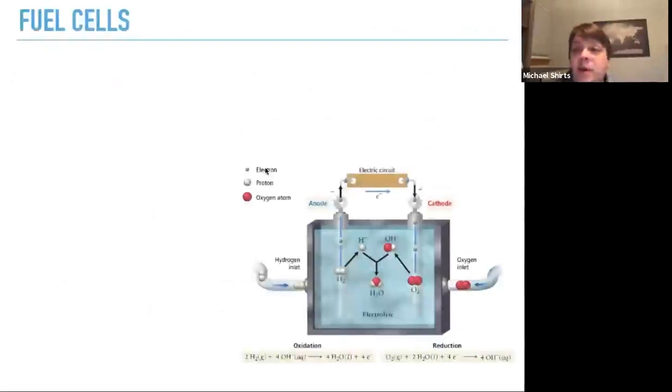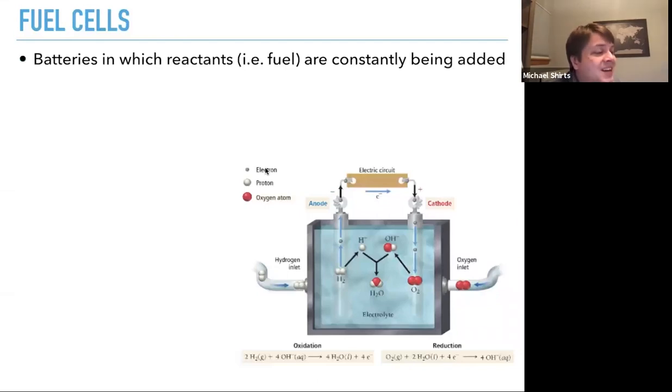There's one other type of cell we want to cover that's a little different from the other batteries. Rechargeable batteries work by just running the reaction in reverse, applying a voltage and having the reaction reverse. Fuel cells are a little different, in that they're batteries in which the reactants, i.e. the fuel, are constantly being added. So even though the reaction goes to completion and you can't run it in reverse, you can keep adding more stuff. So it never runs down, as long as you keep supplying it with fuel. You can sometimes get rechargeable fuel cells that you can charge batteries with by applying, for example, some ethanol. That's a common fuel cell that's used.